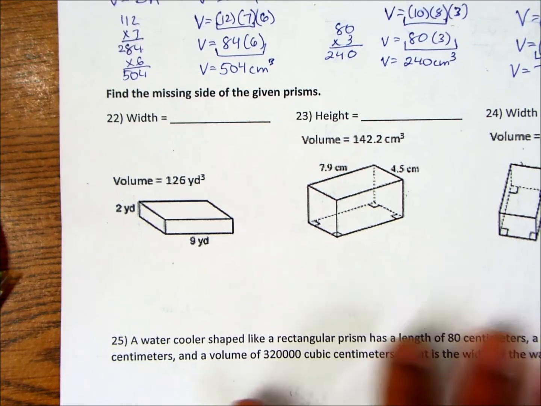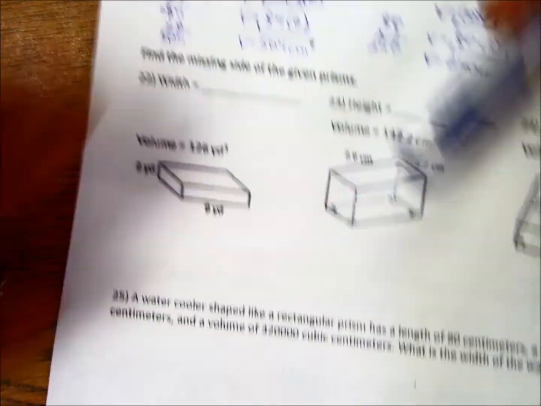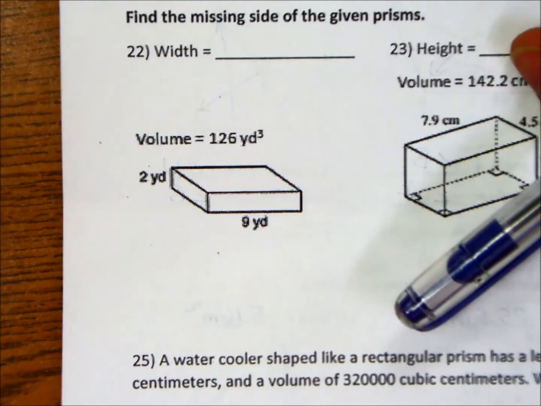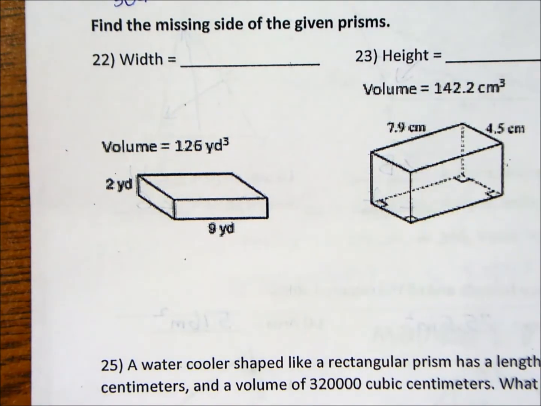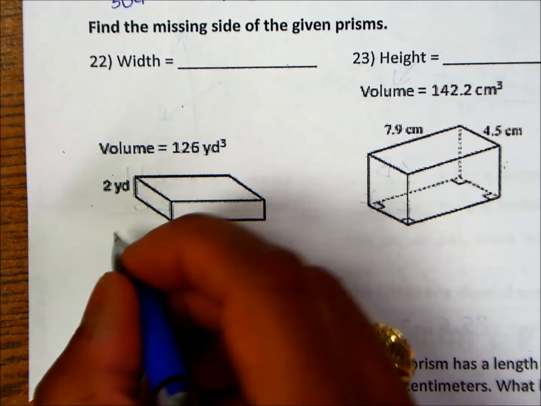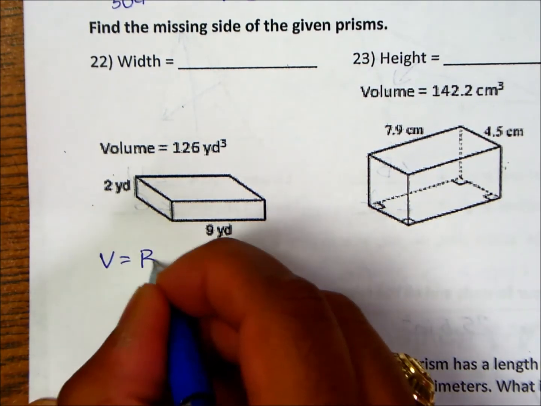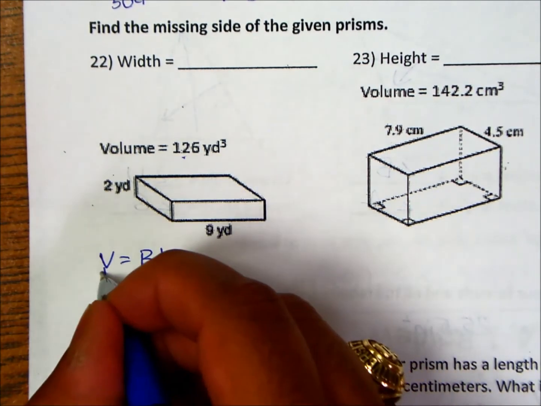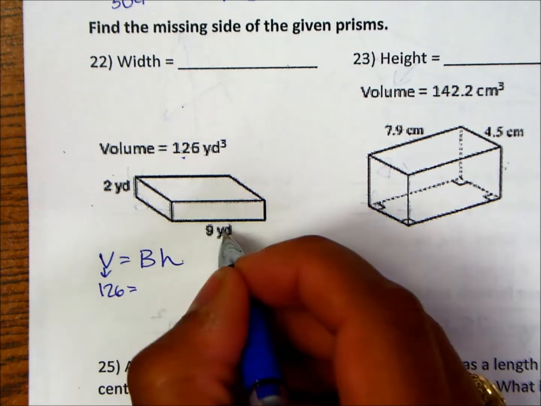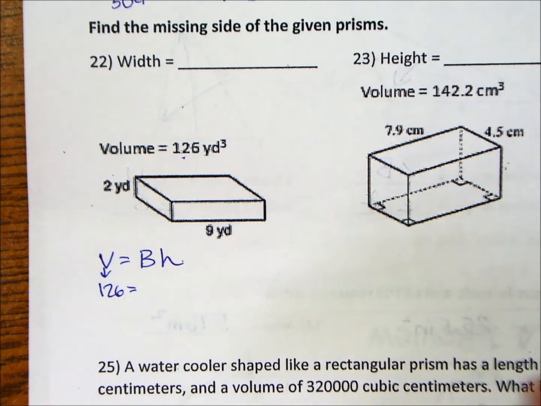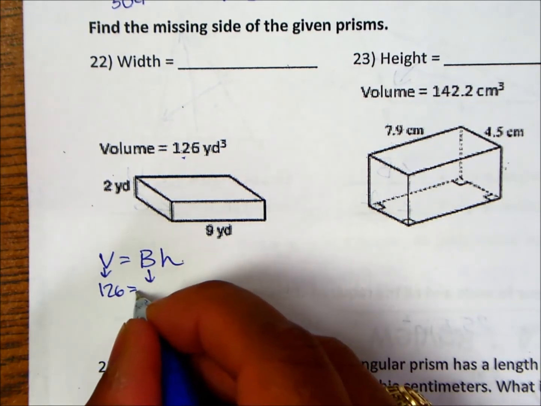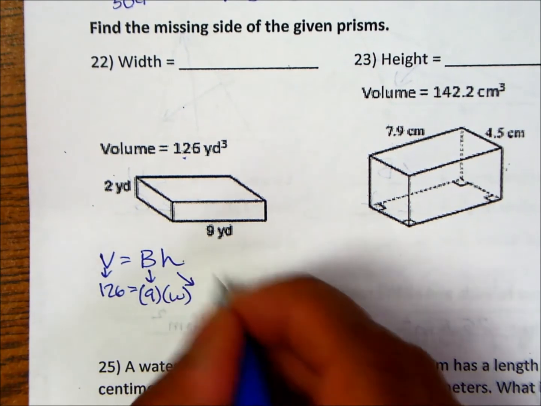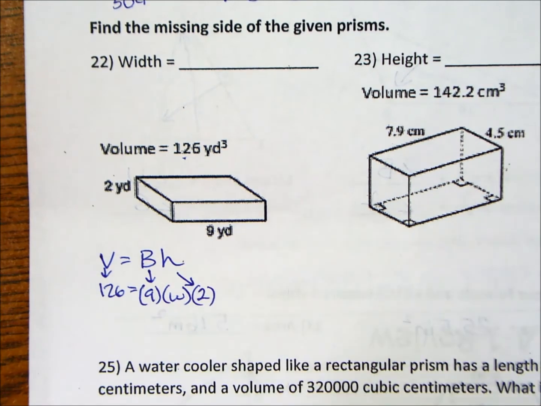Next one. Find the missing side of the given prisms. I think this is where some of us get a little stuck. Okay? It's the exact same thing as finding the missing side when they give you the area. So again, volume is equal to the area of the base times height. I know my volume is 126. Area of the base is length times width. They didn't give me width. So I know my length is 9, but my width is missing. I know my height is 2.